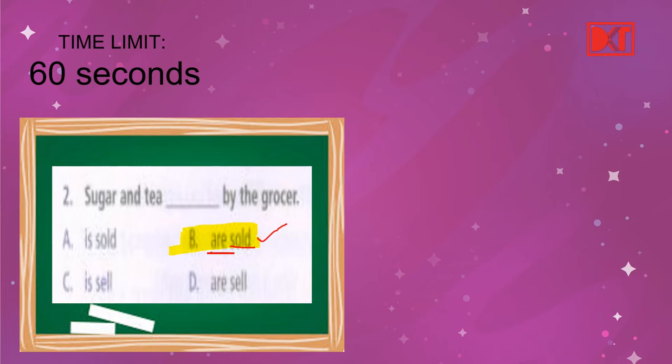Alright. In the other options, like A, is is used for singular, whereas sugar and tea, that is plural. Alright, in C, there is no past participle and is also, which is incorrect. And D, no past participle, so it is also incorrect.